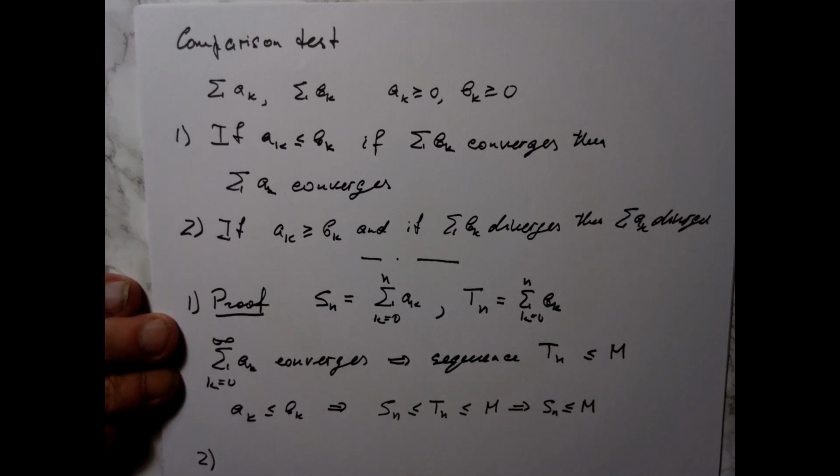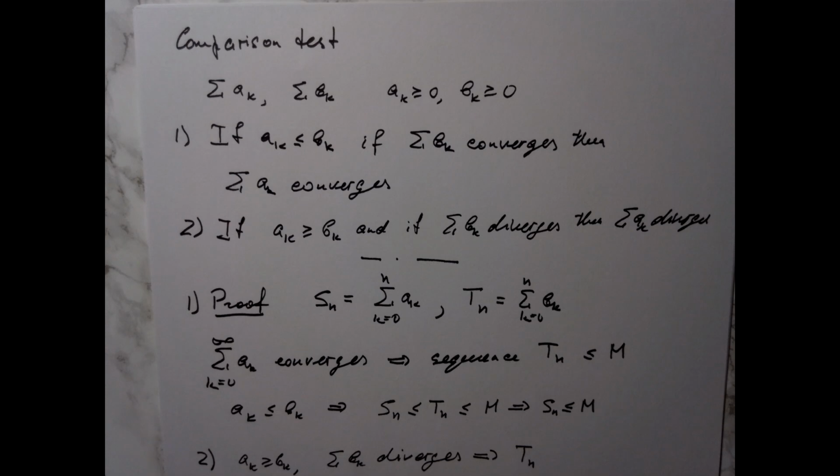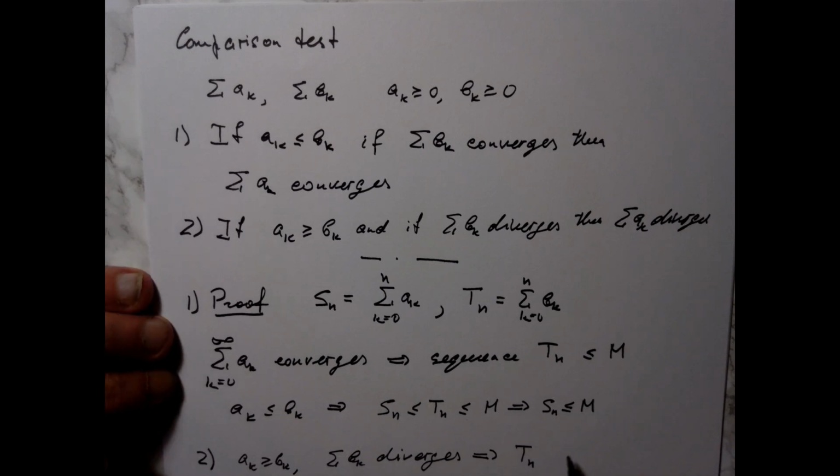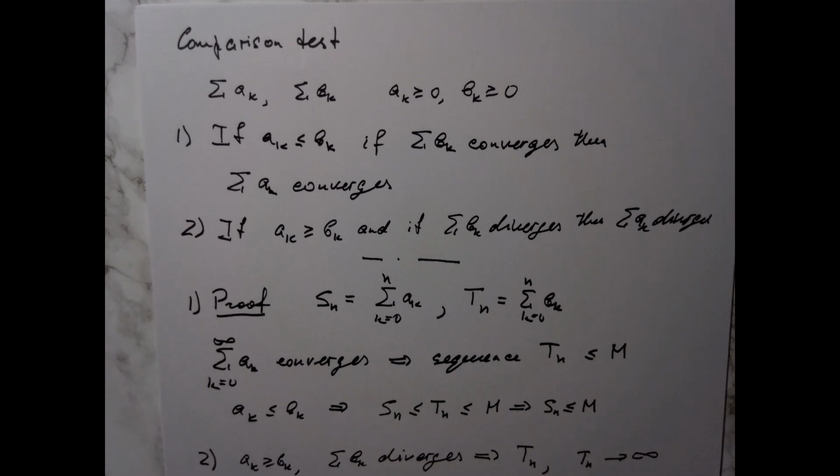So let's suppose now that AK are greater or equal than BK, and let's suppose that the series BK diverges. Well, what does that mean? That means that the sequence of partial sums for the series with BK is not bounded. In other words, the sequence Tn goes to infinity if you want. So in other words, it's not bounded.